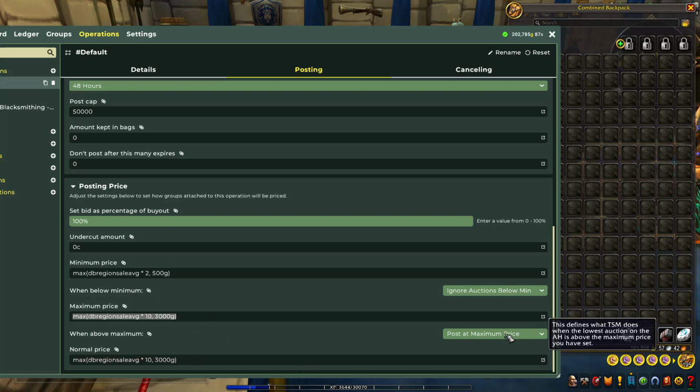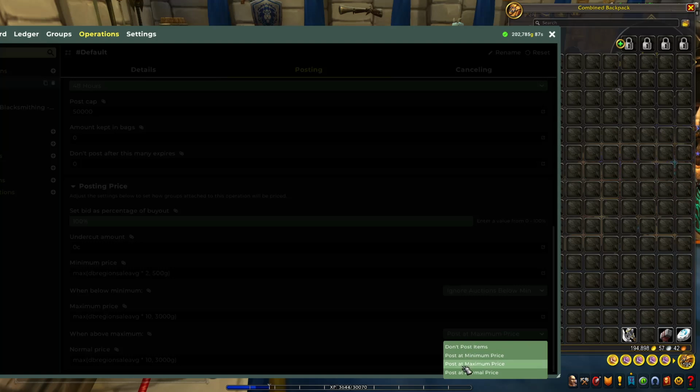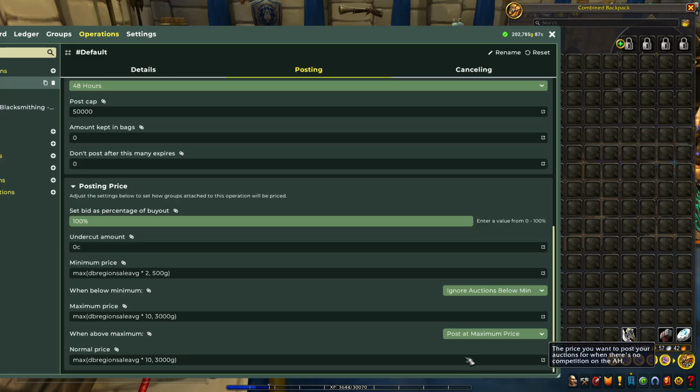Also here on maximum price, you can do a few things, but just not to complicate things, just leave it on post on maximum price. And that's probably the best way to do it, right?